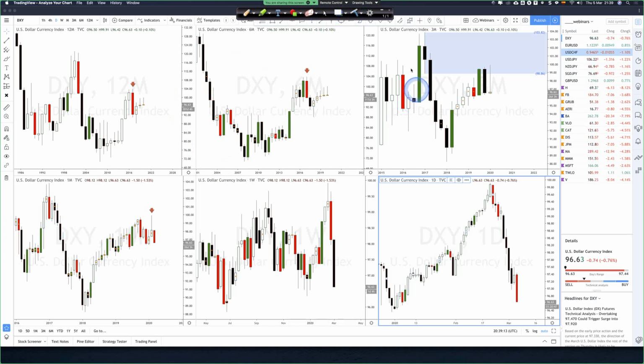Imagine this is not the 12-month chart and this is not the 6-month and the 3-month chart. This is just the top time frame. It could be the monthly or the weekly. This is the middle time frame and this is the lower time frame.